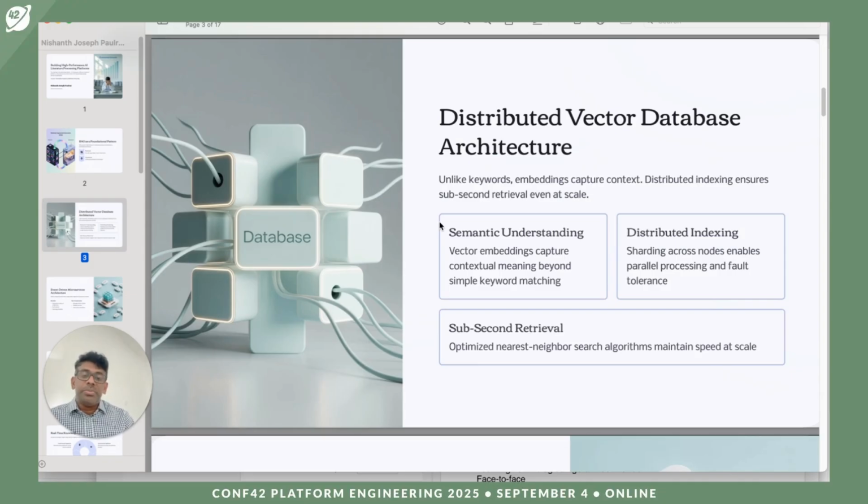So the vector database helps with semantic understanding. We also have distributed indexing, which means sharding across nodes enables parallel processing and fault tolerance. So now we are talking about sub-second retrieval. Optimized nearest neighbor search algorithms maintain speed at scale.